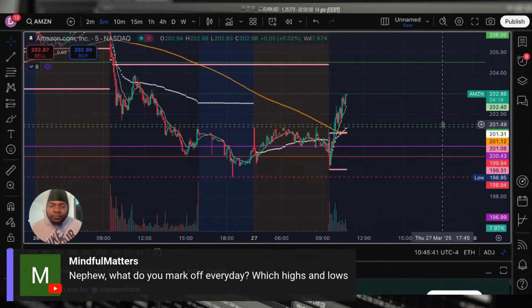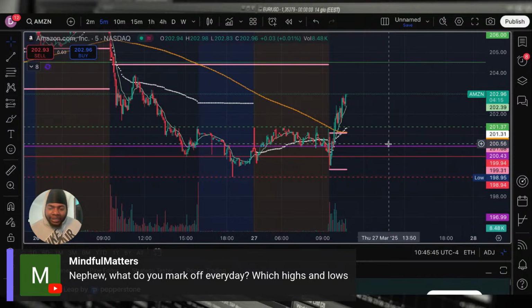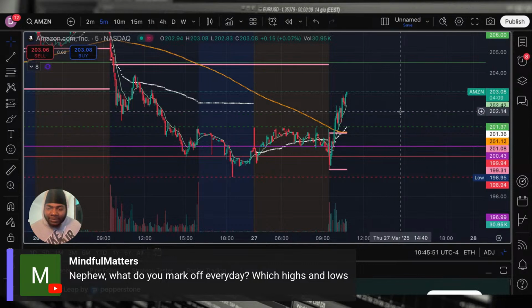So these are my four levels right here. Don't worry about this purple level. This purple level is a weekly level. This is a whole different ball game. Damn, Amazon breaking out again.